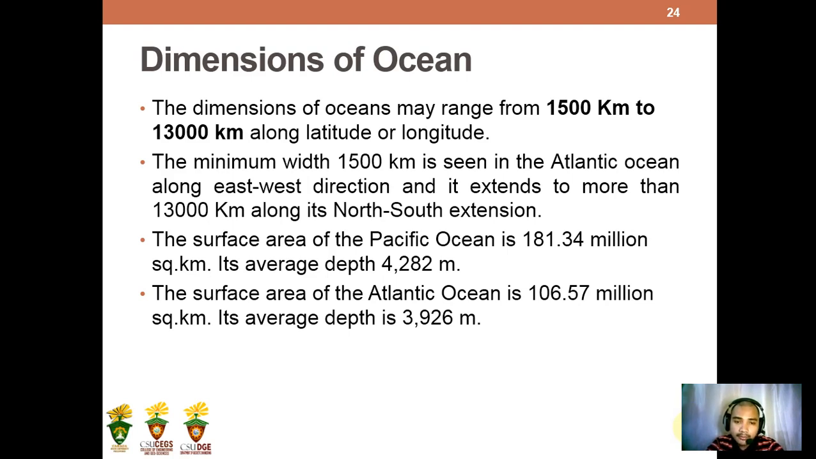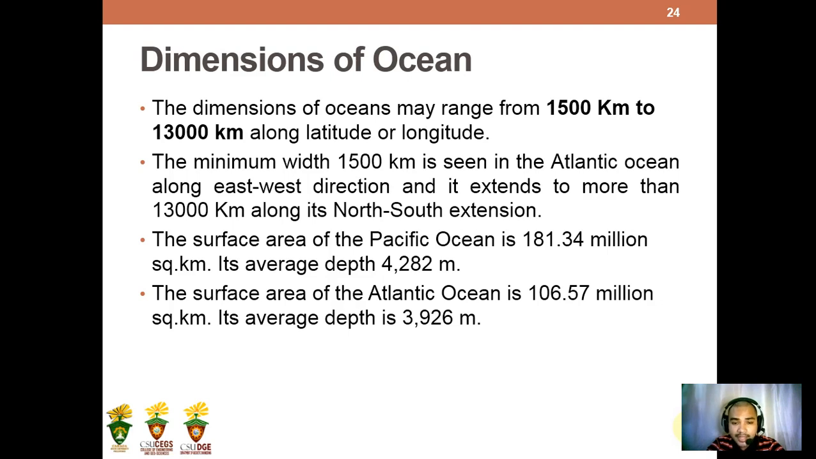And the minimum width is 1,500 kilometers that is seen in the Atlantic Ocean along the east to west direction. So ang iyang width daw kuno sa Atlantic Ocean in an east to west direction along longitude is about 1,500 kilometers, and it extends to more than 13,000 kilometers along its north to south extension, no? So here we have the height, no? So it will be 13,000 kilometers from north to south extension.